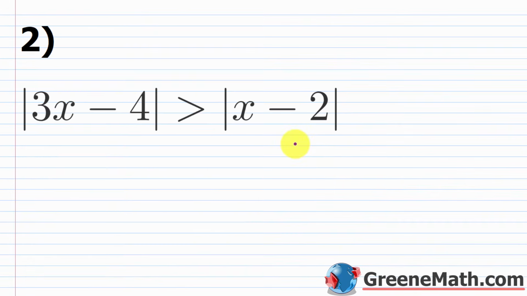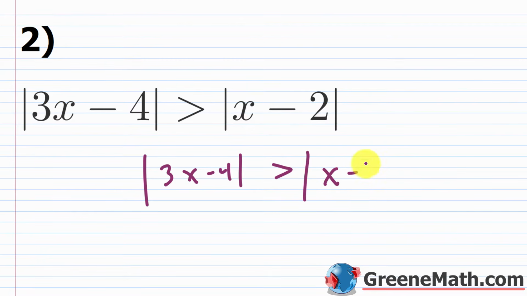All right, let's take a look at problem number 2 now. So we have the absolute value of 3x minus 4 is greater than the absolute value of x minus 2. So let's just write that really quickly. So again, the absolute value of 3x minus 4 is greater than the absolute value of x minus 2.